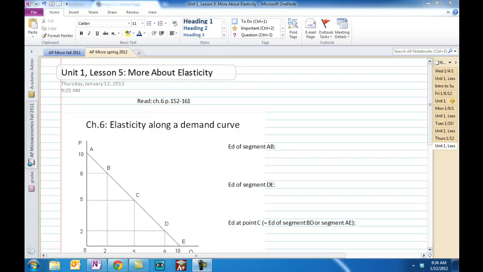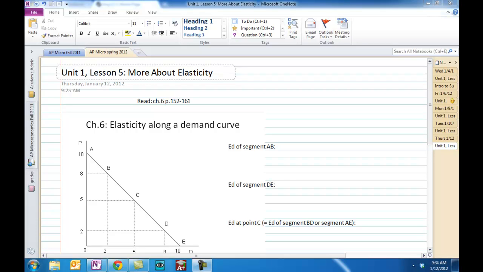We're going to do two more things with this elasticity concept. We're going to talk about how elasticity works along a demand curve, because there will be a lot of times when we're analyzing demand curves and looking at producer and consumer behavior where we want to use the elasticity concept, and so we'll see how that lines up.